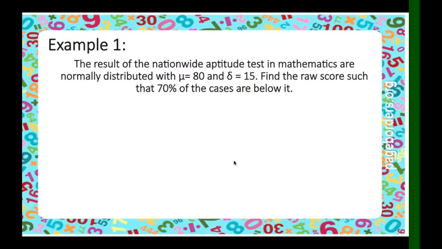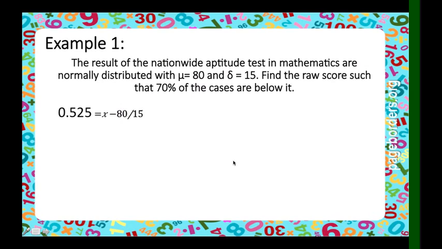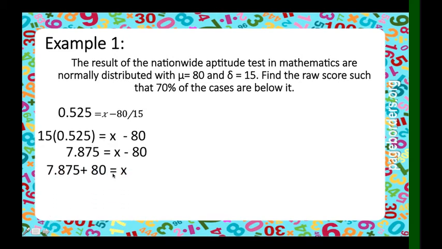Now, for the continuation, we cross-multiply the 15 with 0.525. That is 15 times 0.525 equals x minus 80. Multiplying the two, we have 7.875 equals x minus 80. Transpose negative 80 to become positive 80, so 7.875 plus 80 equals x. And finally, we have 87.875 as our mean, or the sample mean.